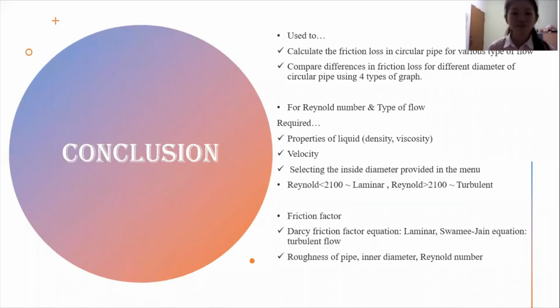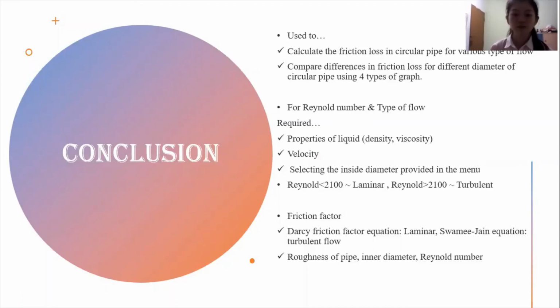This program can be used to calculate the friction loss in circular pipe for various types of flow, and the differences in friction loss for different diameters of circular pipe can be compared by using 4 types of graph. For determination of Reynolds number and type of flow, the properties of liquid including density and viscosity as well as velocity are required after selecting the inside diameter provided in the menu button.